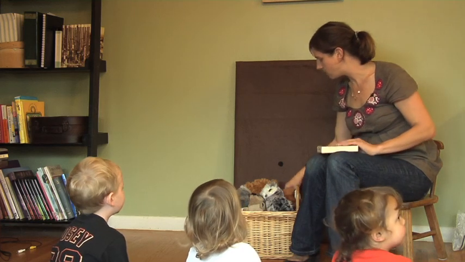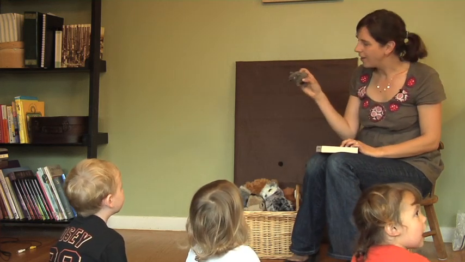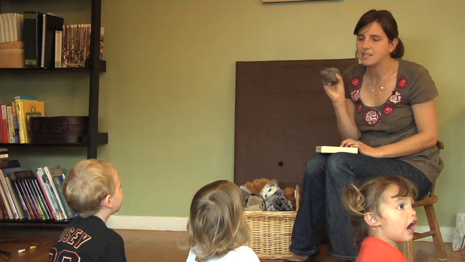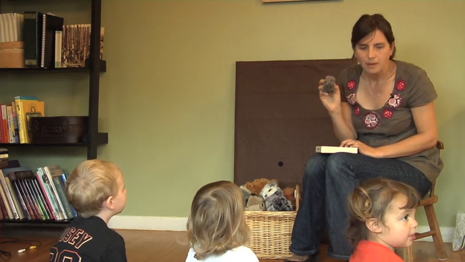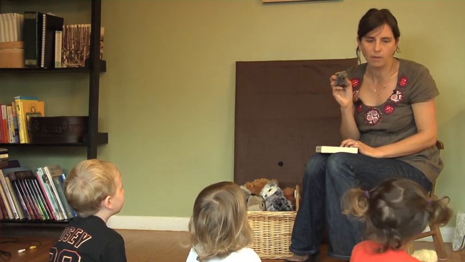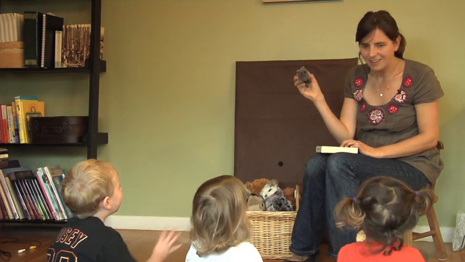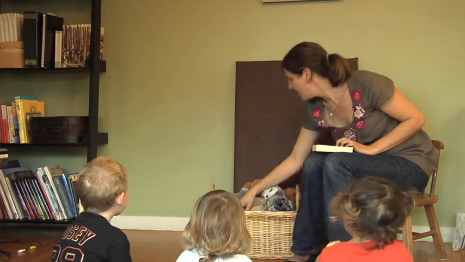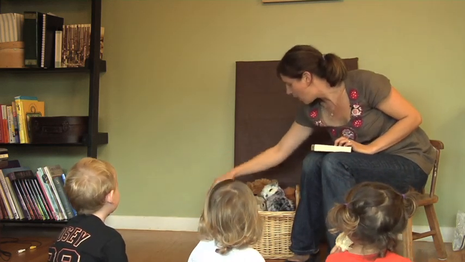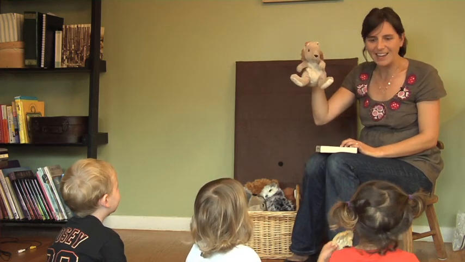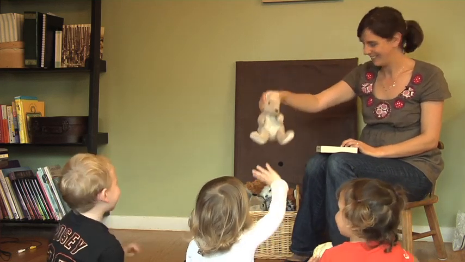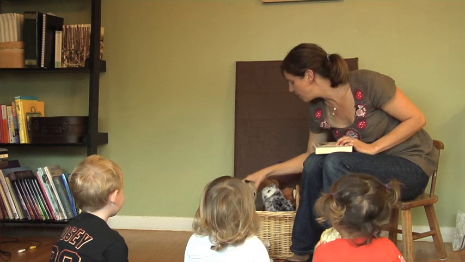So, first of all, we've got a mole. I didn't have a mole, so this is actually a mouse. But we're going to pretend that this is a mole. Can everyone say hi to the mole? Hi, Mole. Okay. Next, who do we have? Let's see. Hoppity, hoppity, hoppity. We have a bunny. Everyone say hi, bunny. Hi, Bunny.